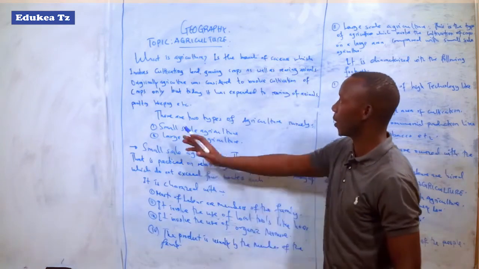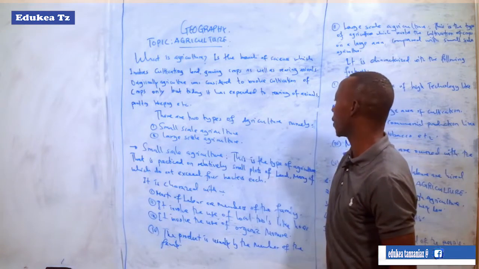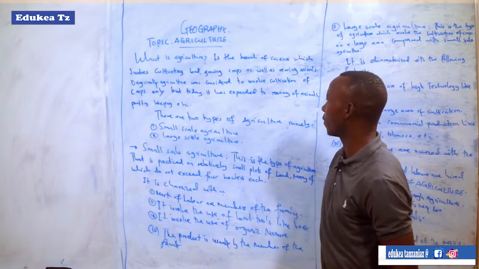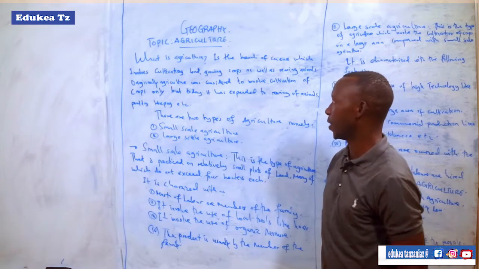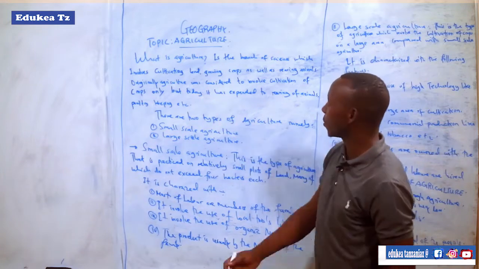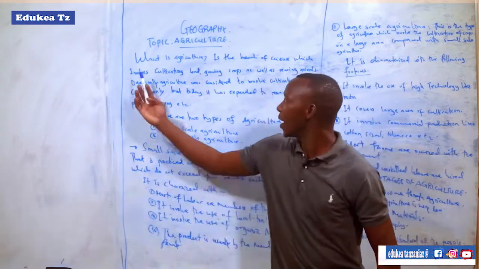So today, let us start with what is agriculture, the meaning of agriculture, types of agriculture, features of agriculture, advantages of agriculture, and the classification in general of agriculture. First of all, we need to know the meaning of agriculture, my dear students.